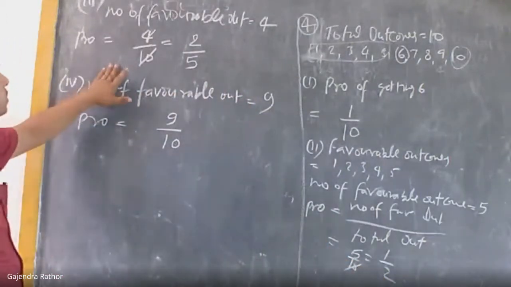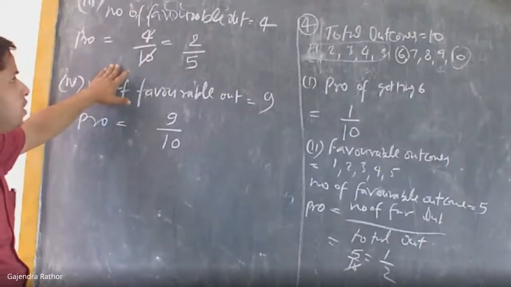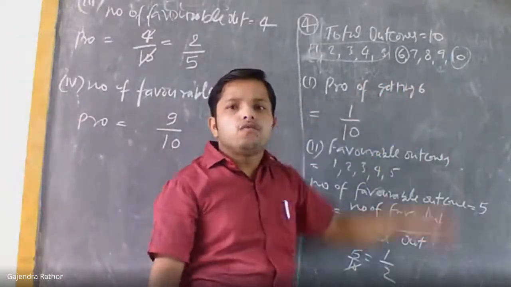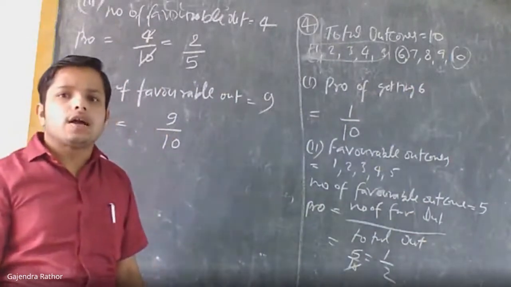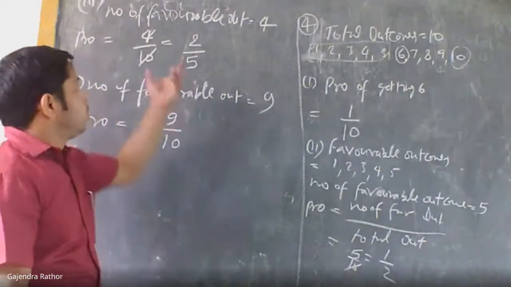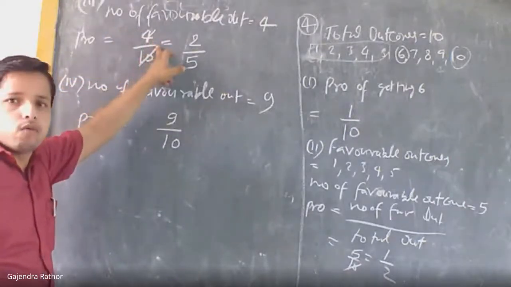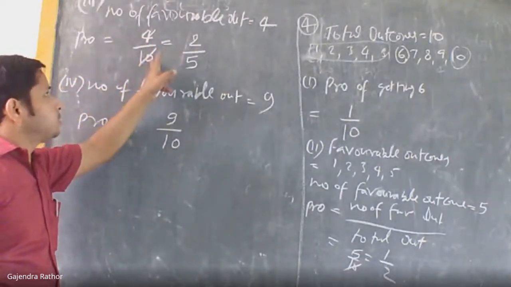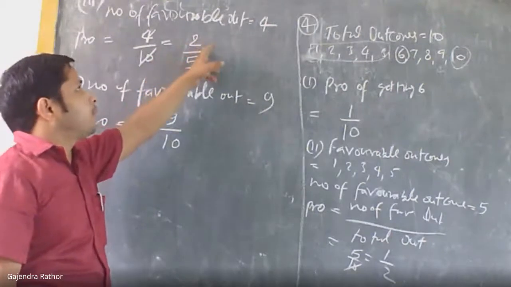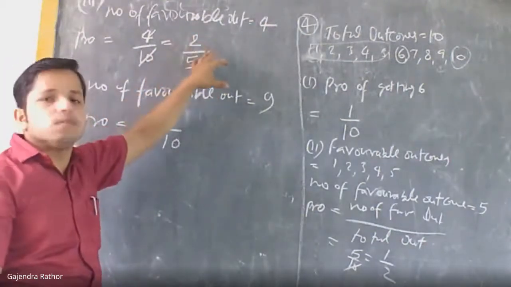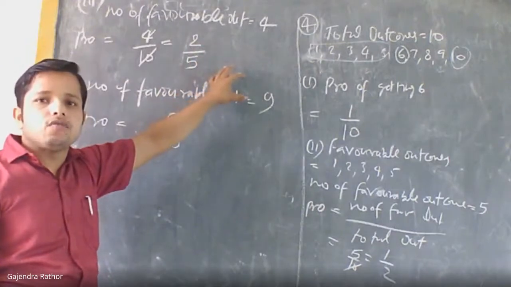The next is numbers which are greater than 6. So there are only 4 numbers which are greater than 6. So the number of favorable outcomes is 4 and total outcomes are 10. We can divide by 2, so 4 by 10 becomes 2 by 5. So 2 by 5 is the required probability for this point.